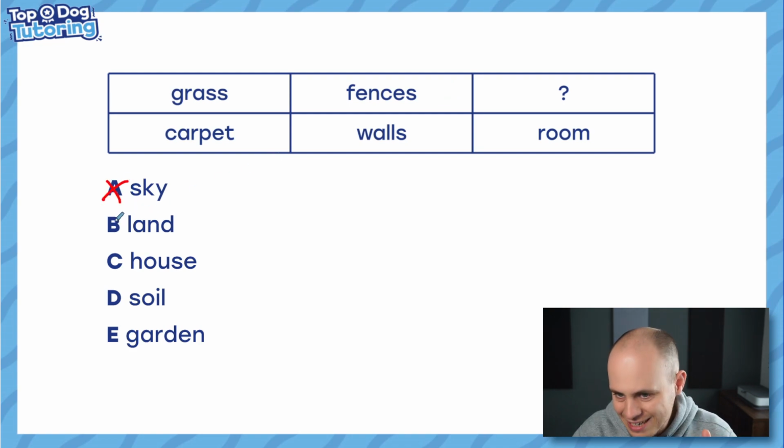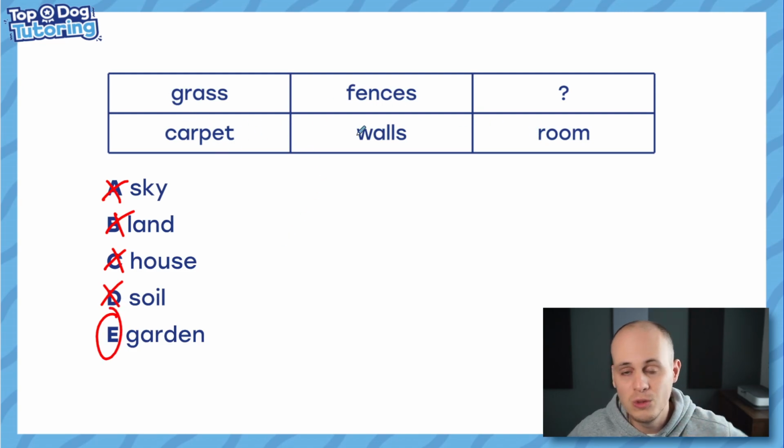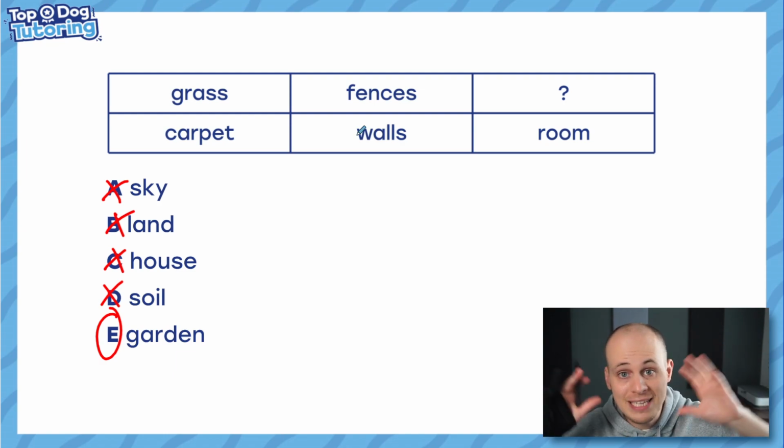No. Land doesn't quite work in the same way as room. It's too vague. House, I don't think so. Again, it's too big anyway, because if we had the word room, I think house is too far out there. Soil, it's just another thing you might find outside. Garden, that makes the most sense, right? It goes together in the same way. Carpet and walls makes a room. Grass and fences makes a garden.